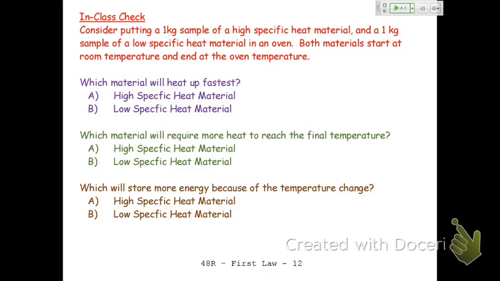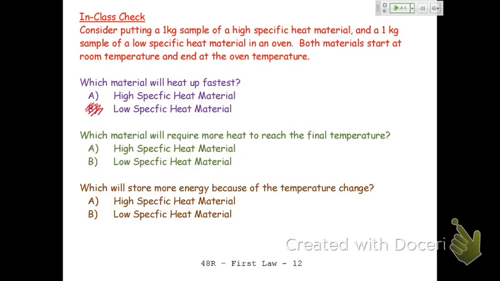Consider putting a 1 kilogram sample of a high specific heat material, that would be like water, well, concrete, there's a good example of a solid high specific heat material, and a 1 kilogram sample of a low specific heat material, like aluminum or copper or something like that, in an oven. Both materials start at room temperature and end at the oven's temperature. Which material will heat up faster? Ask yourself. Assume the energy can get in just as easily into each one. So which one will get the energy it needs to raise its temperature sooner? The high specific heat, which takes a lot of energy to change its temperature by 1 degree, or the low specific heat? It's the low one.